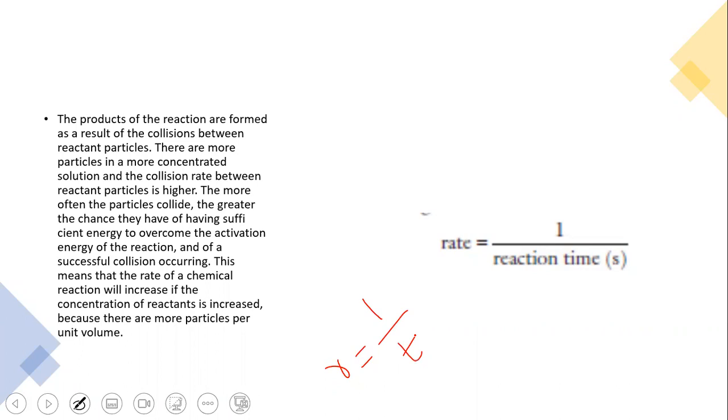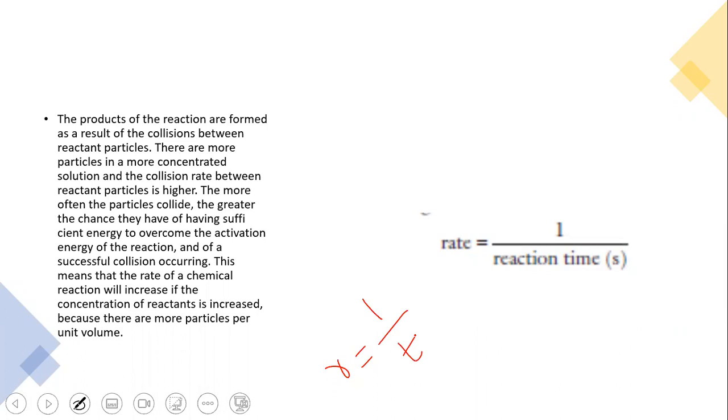So remember this: in a concentrated solution, there are more particles. Since there are more particles in a concentrated solution, there are going to be more collisions taking place. Since there are more collisions, there is greater chance that there are going to be successful collisions in which the particles have the required activation energy, and as a result, the rate of reaction is going to increase. Why? Because there are more particles.